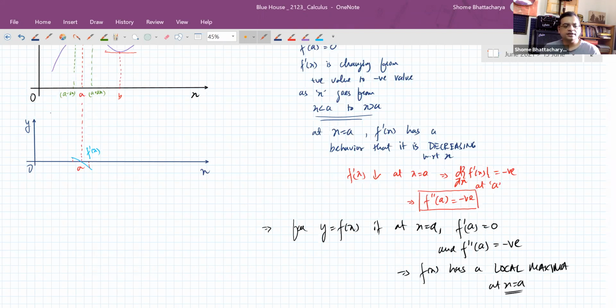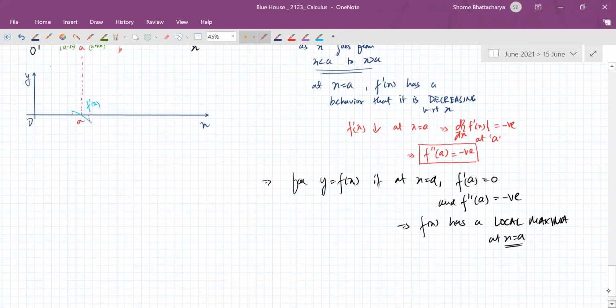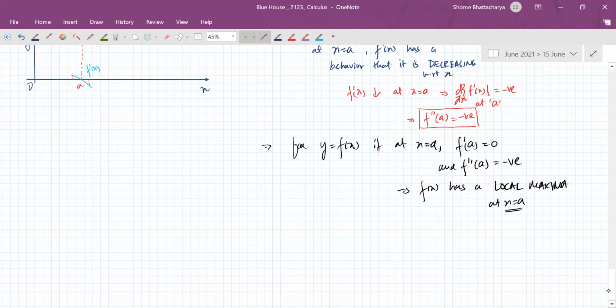So if this function is showing this kind of behavior, that at a particular point the derivative is 0 and the second derivative is negative, that means it's having a local maxima. Now, before, if the derivative is negative, it will mean that it has a local maximum.